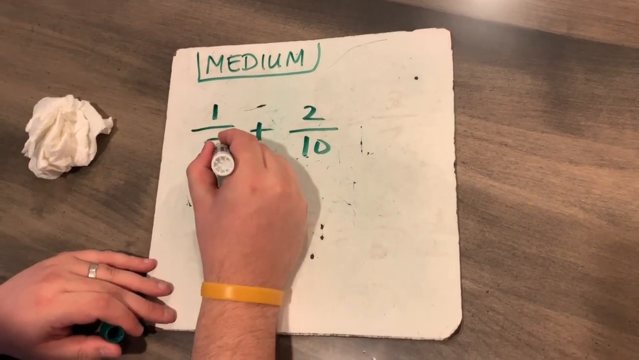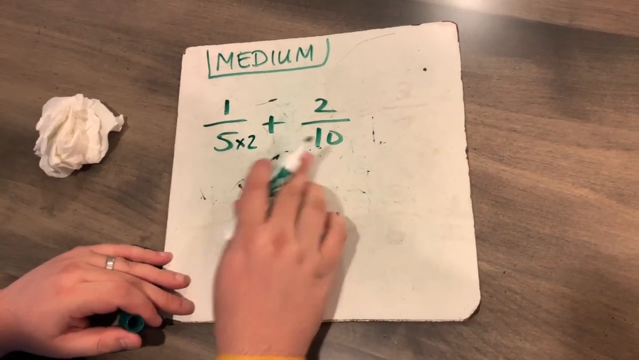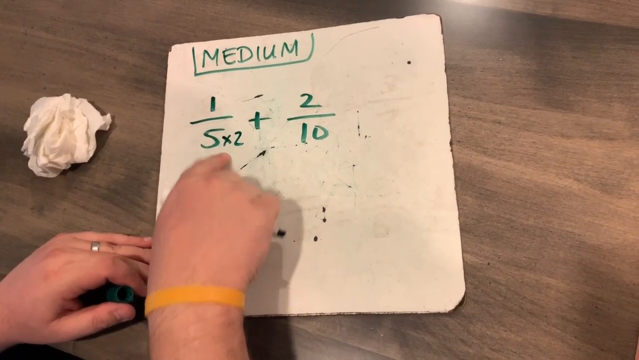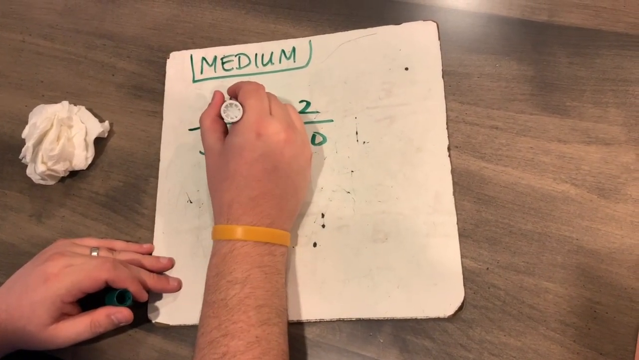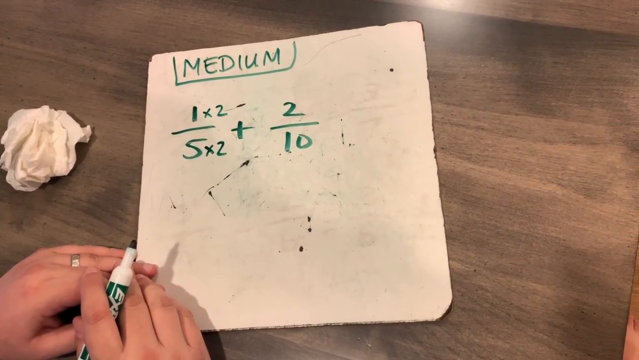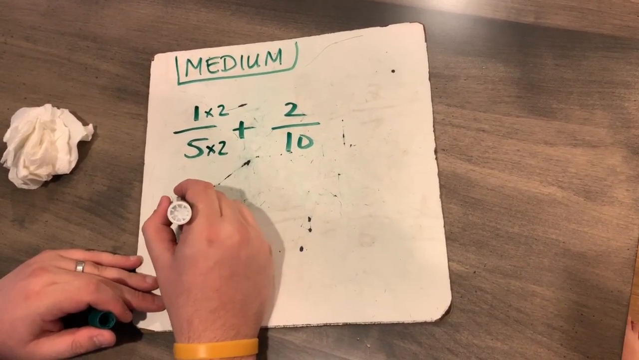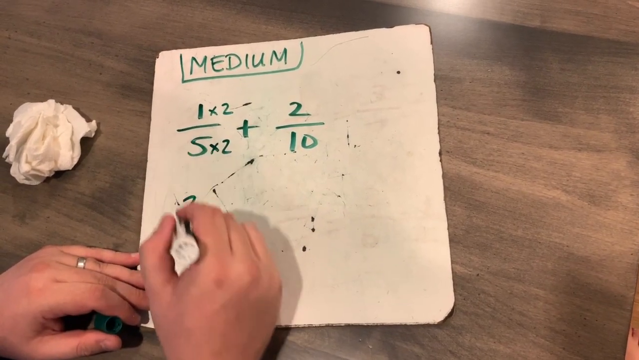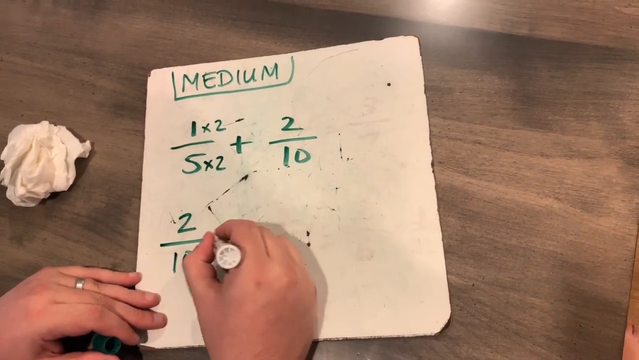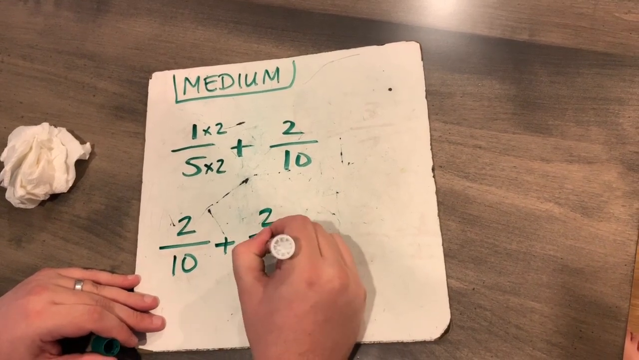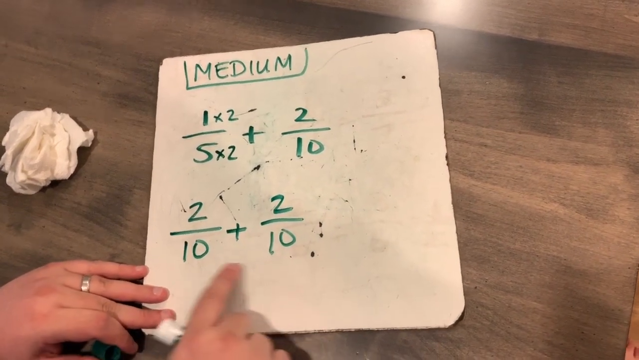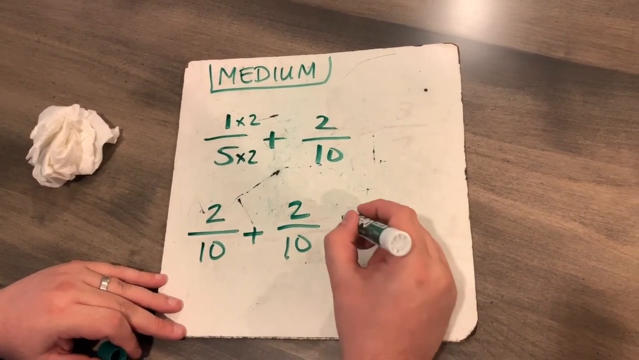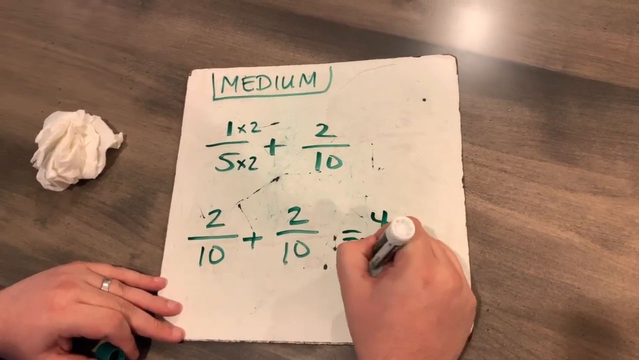So 5 times 2 will give me 10, and one of our number one rules for fractions is whatever I do on the bottom, I have to do on the top. So I'm going to multiply that by 2 as well. I'm going to rewrite, so now I have 2, because 1 times 2 is 2, over 10, plus 2 over 10. The denominators are now the same. I can go ahead and add them. So 2/10 plus 2/10 would equal 4/10.